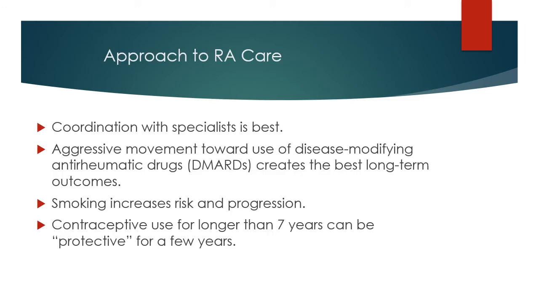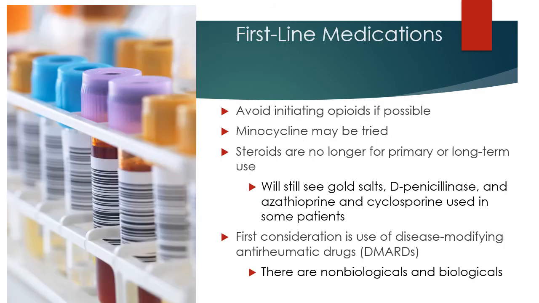So the approach is that you want to be somewhat aggressive. You want to consider disease-modifying anti-rheumatic drugs earlier rather than later. And these are prescribed by specialists. So the introduction of DMARDs, or disease-modifying anti-rheumatic drugs, and biologics has really revolutionized the prognosis and the longevity of patients. So early use can do exactly what they say, modify the disease so that it doesn't progress as quickly.